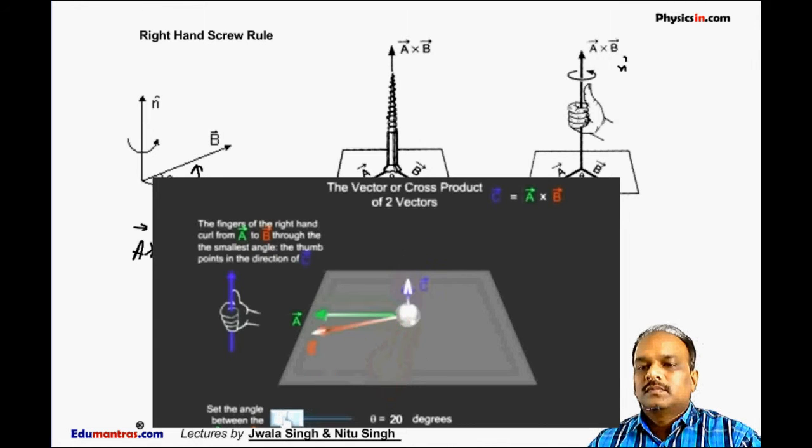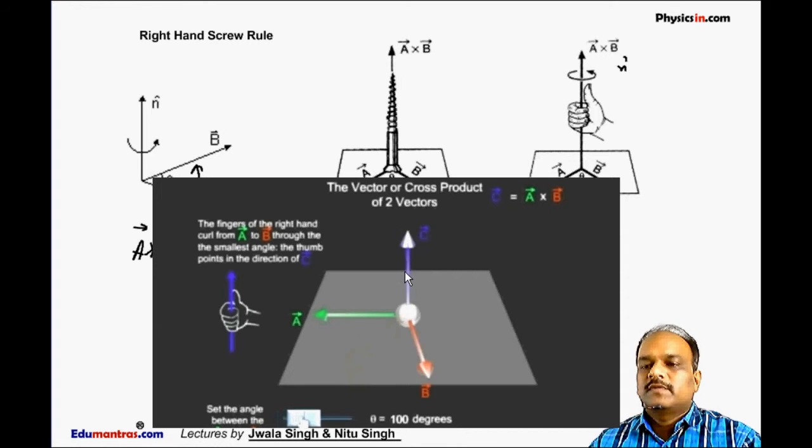See, this is vector A, this is vector B. A cross B will give me vector C. So I will rotate this vector A towards this vector B. If B is here, I will rotate it in this direction. If B is here, I will rotate it in this direction. Then this is the vector C, which is also the direction of n cap. So this is called the right hand screw rule.